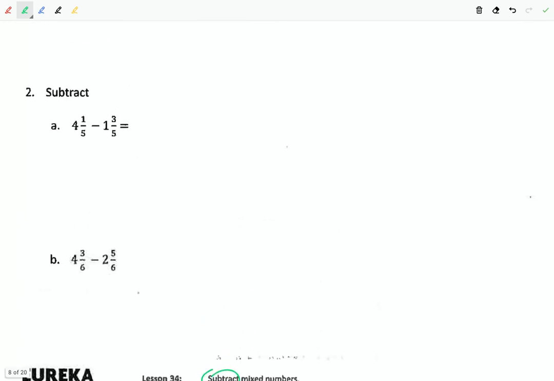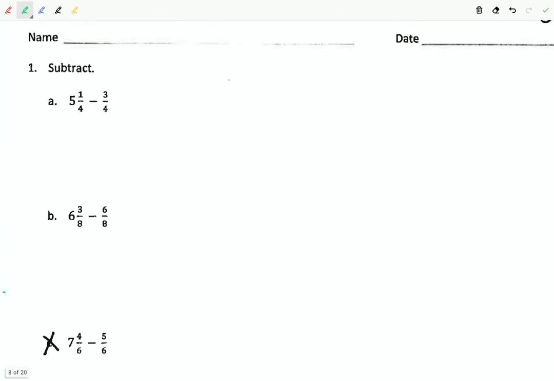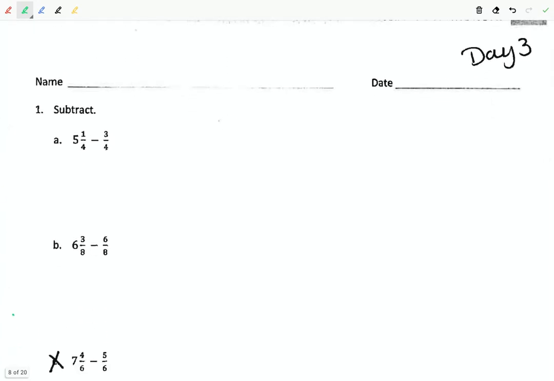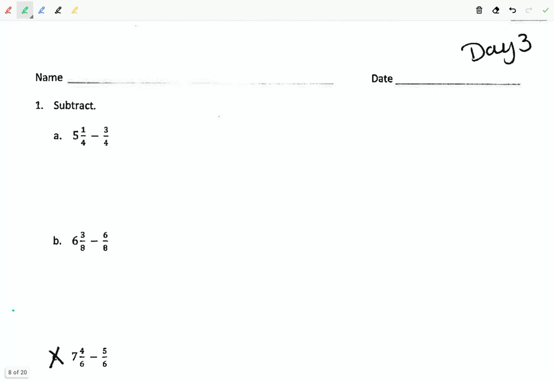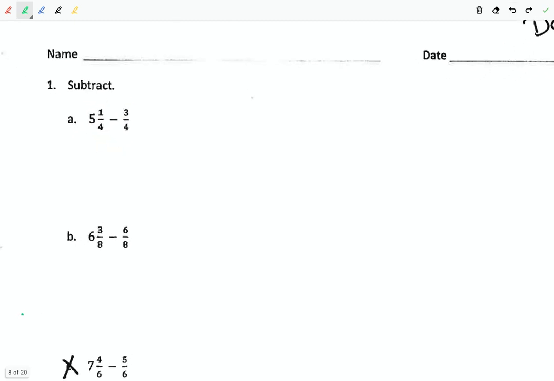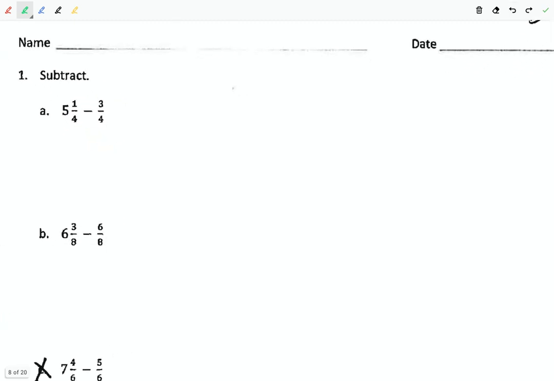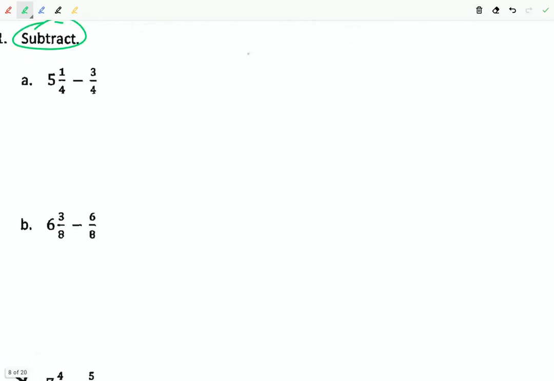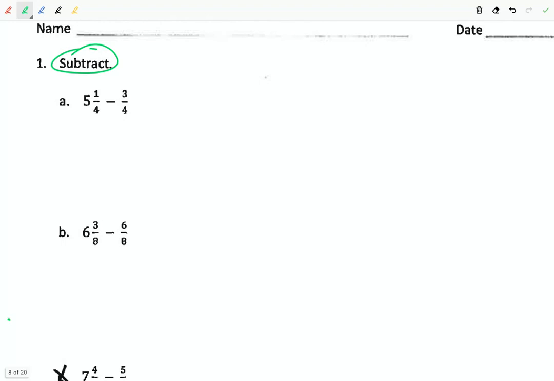And I did notice that at the beginning of day 3, you actually have a fraction. You have a mixed number minus a fraction. Okay, but for the rest of the lesson, it's subtracting mixed numbers. And the directions simply say to subtract. But you guys already know that you always check and see if there's any decomposition that needs to be done.